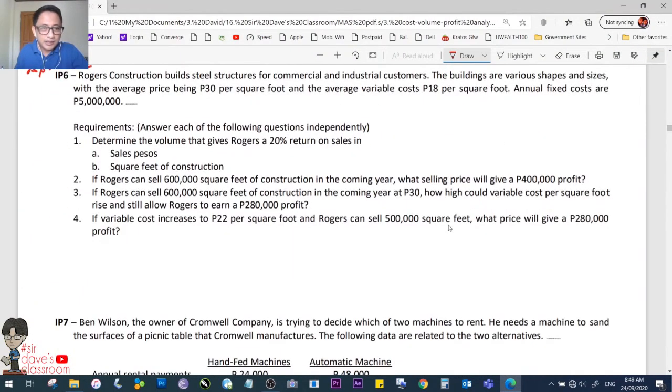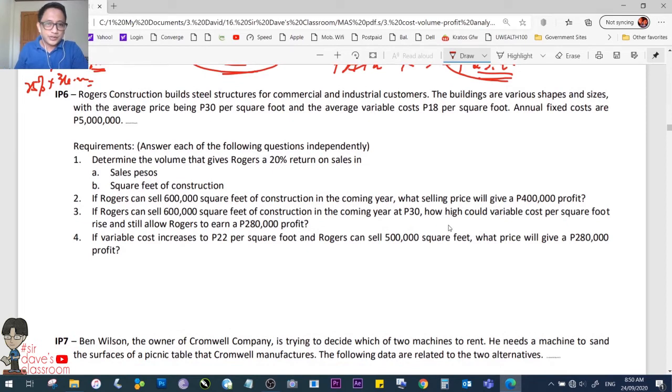Alright? IP number 6. Rogers Construction builds steel structures for commercial and industrial customers. The buildings are various shapes and sizes, with the average price being 30 pesos per square foot and the average variable cost of 18 per square foot. The annual fixed costs are 5 million pesos. Requirements. Answer each of the following questions independently.